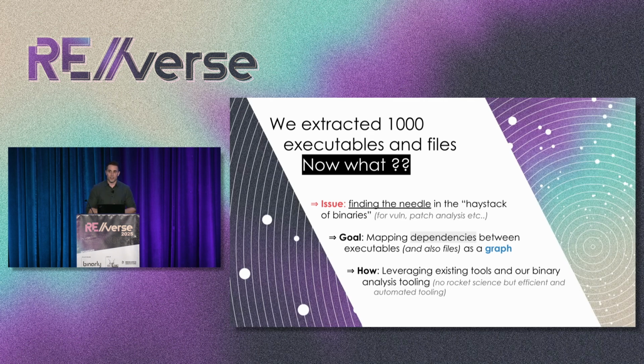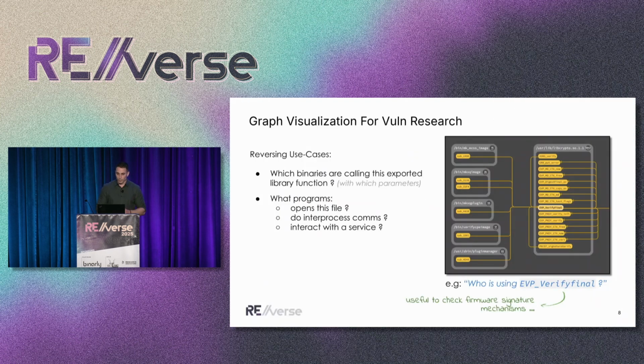So the problem is, you extracted a whole file system. You have thousands of executables and files. Where do you start? It's really like finding the needle in the haystack of binaries if you're looking for vulnerabilities, for instance. So the idea for us today will be to map these dependencies between binaries into a graph that you can explore. And I will show you how to do that with a bunch of tools, most of which we wrote. So no rocket science here. It's just assembling some pieces together so that you can facilitate your reverse engineering tasks.